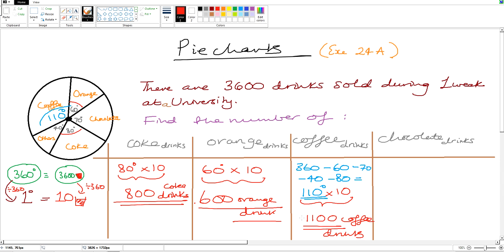Chocolate drinks. Chocolate drinks, here we are on the diagram. How many degrees? 70 degrees. And each one's worth 10 drinks. So 70 times 10 will give us 700. 700 what? Chocolate drinks. And that's the end of this question.